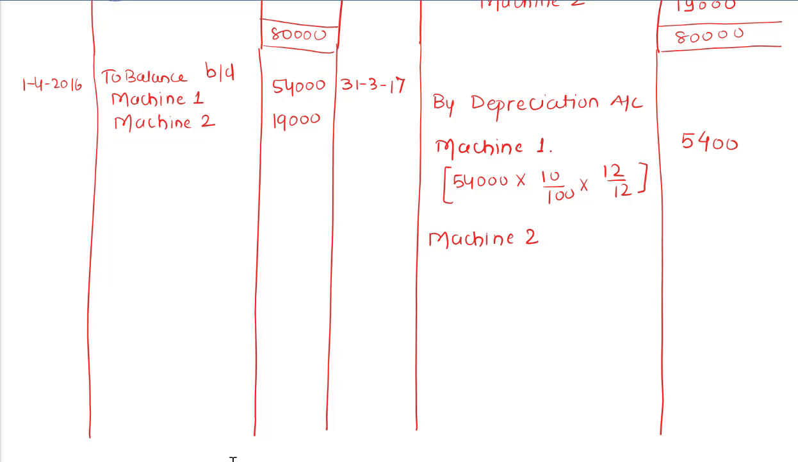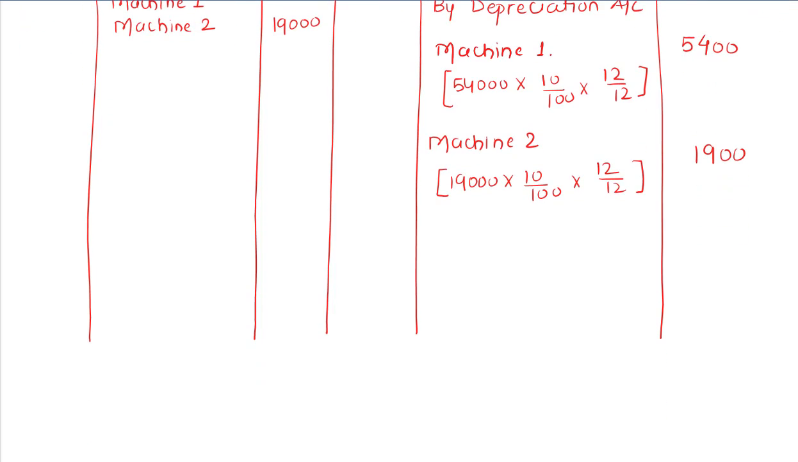Calculate for machine 2. It is 19,000 multiplied by 10% multiplied by 12 by 12, 1,900. By balance carried down, machine 1, machine 2.